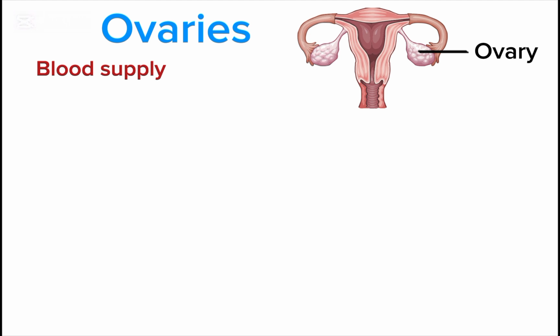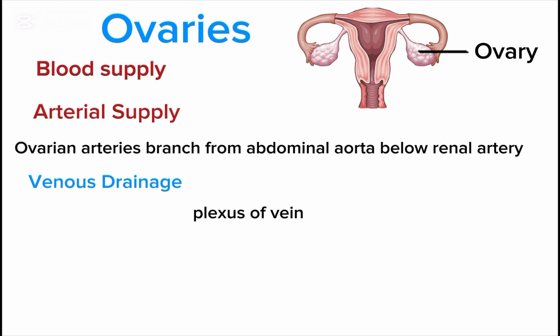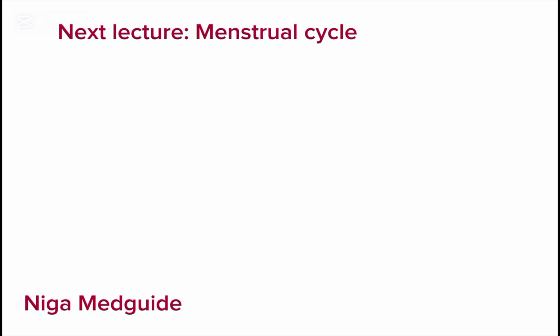Blood supply. Arterial supply is by ovarian artery that branches from the abdominal aorta just below the renal artery. Venous drainage is by plexus of veins from which the ovarian vein arises. Right ovarian vein drains into the inferior vena cava and left ovarian vein drains into the left renal vein.